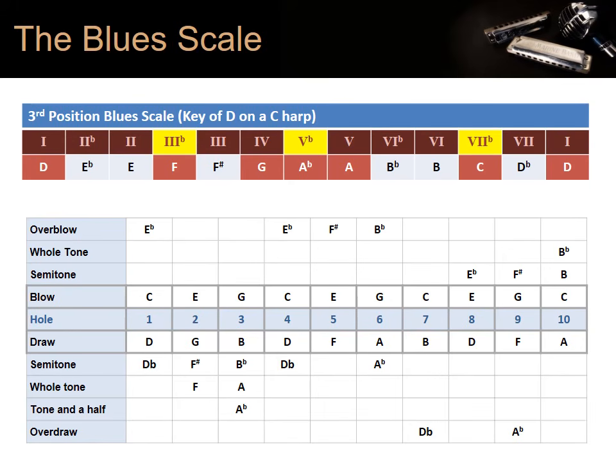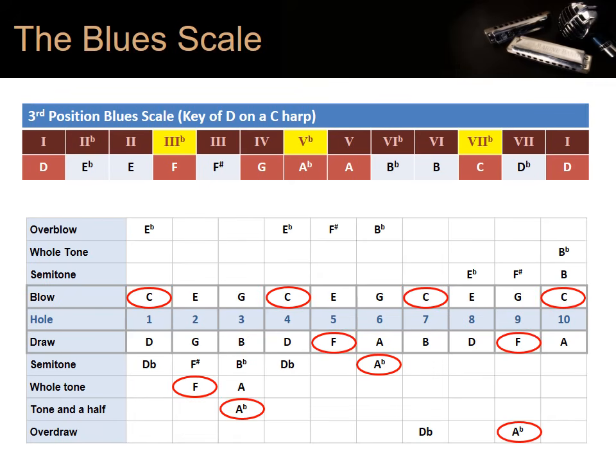So, starting our chromatic scale on D and ending on D, we see the pattern of notes gives us the flat third as F, the flat fifth as A flat, and the flat seventh as C. So now let's have a look at where those notes appear on our C harmonica.